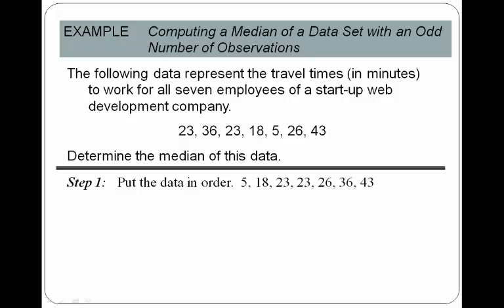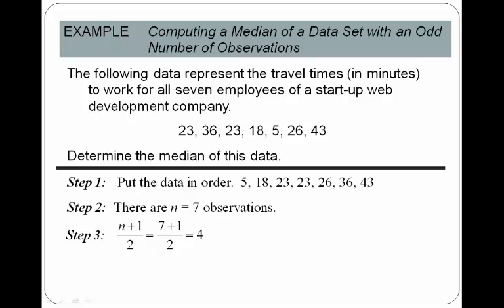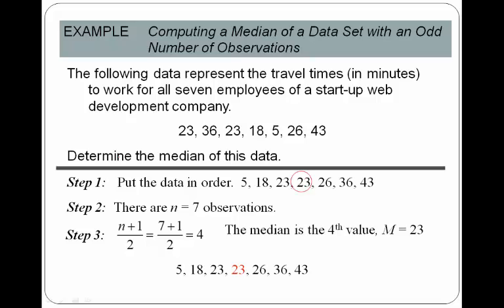The first thing you do is put the data in numerical order from smallest to largest. And notice that there are 7 observations. That's an odd number of observations. So if we add 1 to the 7 to make it 8 and divide by 2, then we will find the median in the 4th place in our ordered list. So that would be 23. So 23 is the median value for this set of data.